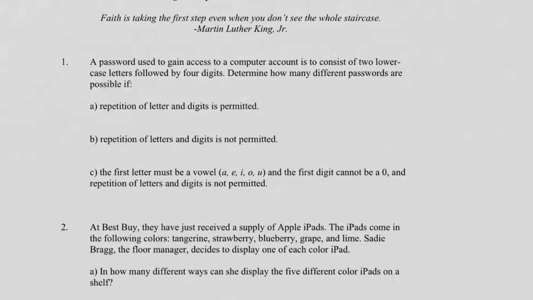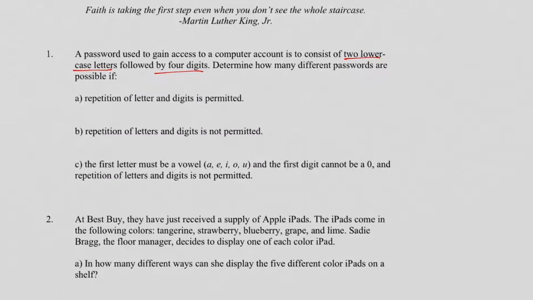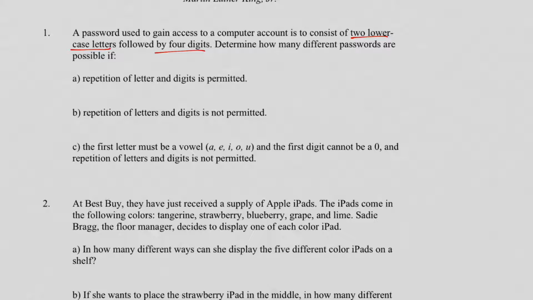So this is going to take us back to our initial discussion about the ATM code. I just gave you an example of 4 digits, and they're just numbers. Now this is a little bit more advanced. The first 2 have to be lowercase letters, and then 4 digits. So it's 6 total. Determine how many different passwords are possible if repetition of letters and digits is permitted. This is the one that has no restrictions, okay?